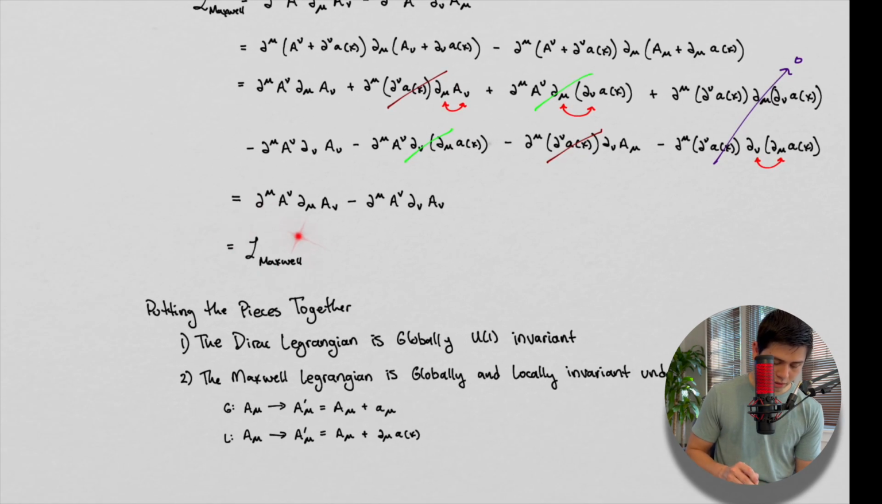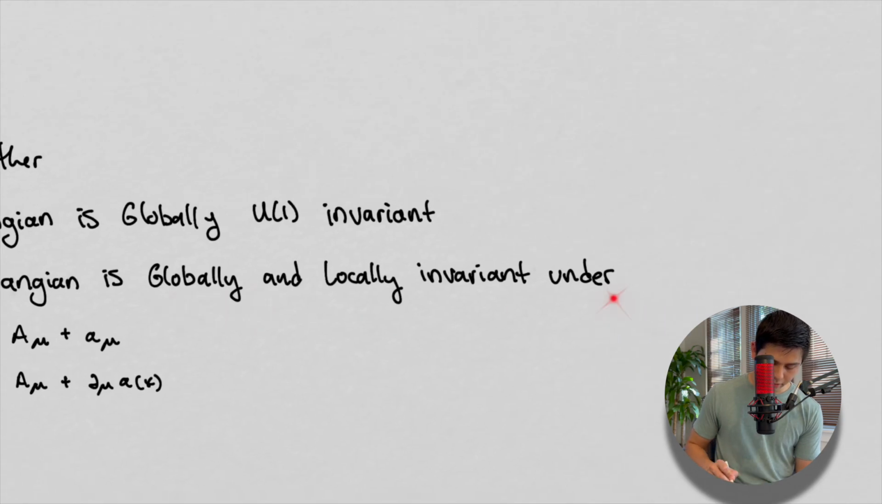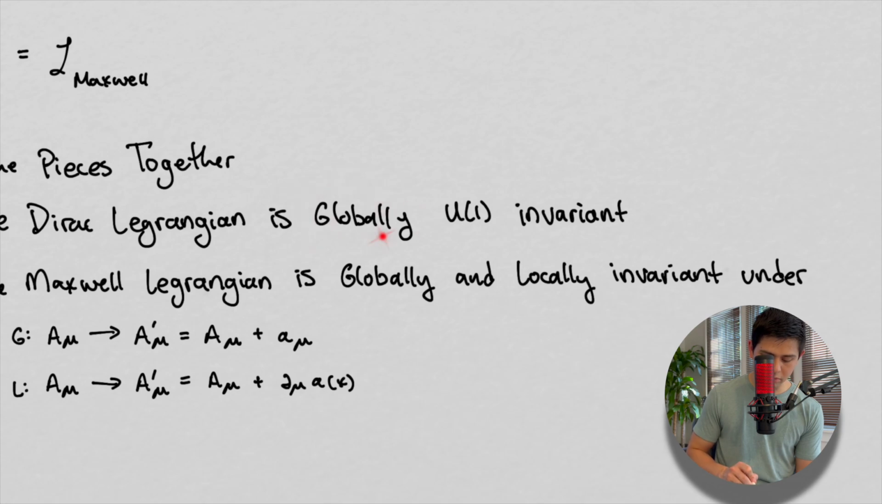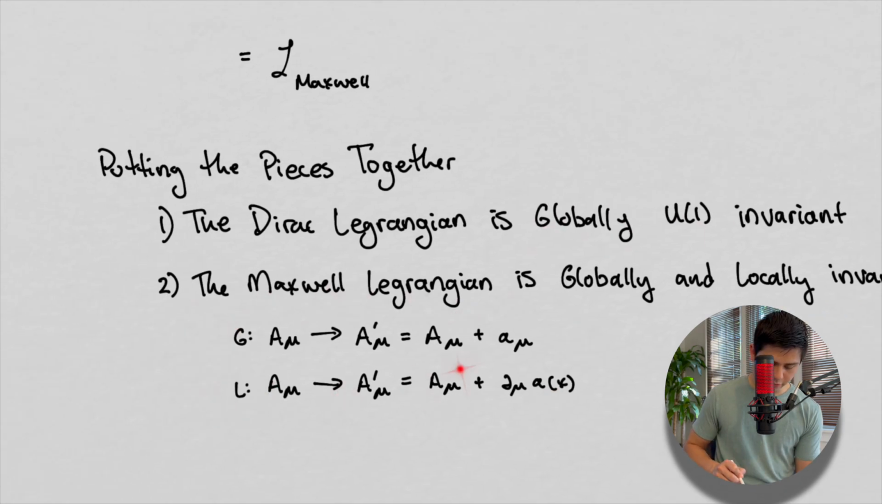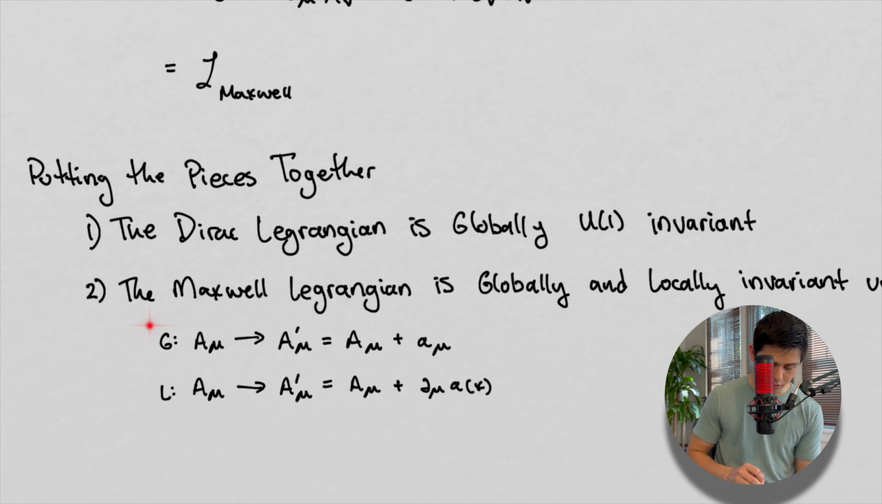So this Maxwell Lagrangian is globally and locally invariant, whereas the Dirac Lagrangian is only globally U(1) invariant. And these were those transformations, the global and the local.